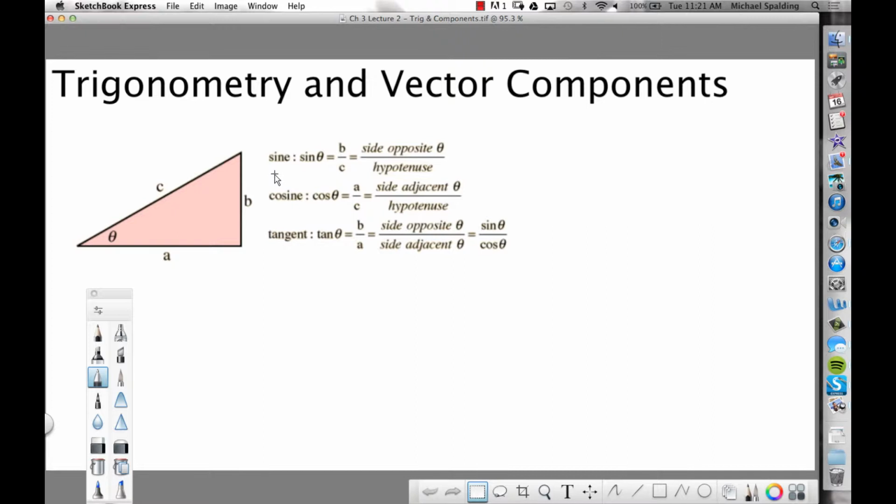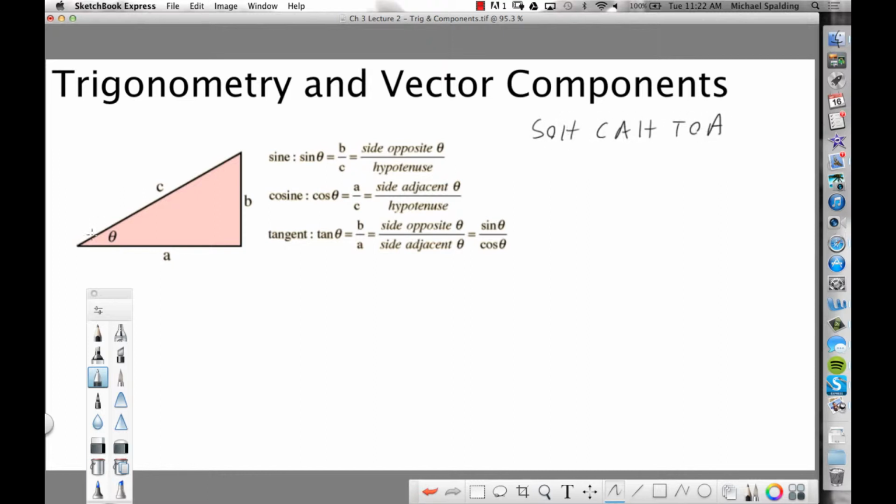No problem. So you can use trig to break your vectors into what we call components. So this is like basic trig. I'm assuming everybody's solid on this. Sine is opposite over hypotenuse. Cosine is adjacent over hypotenuse. You guys learned this? SOHCAHTOA, right? That's how I first learned it.